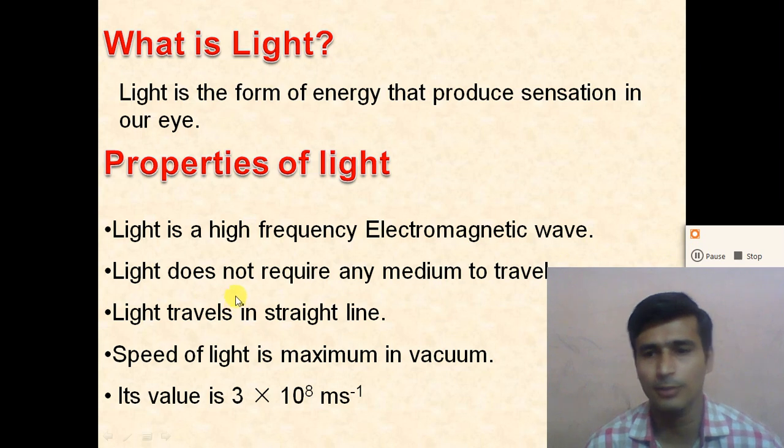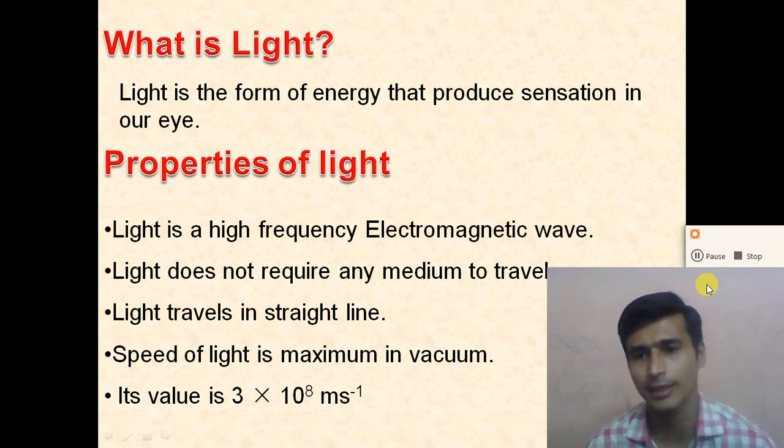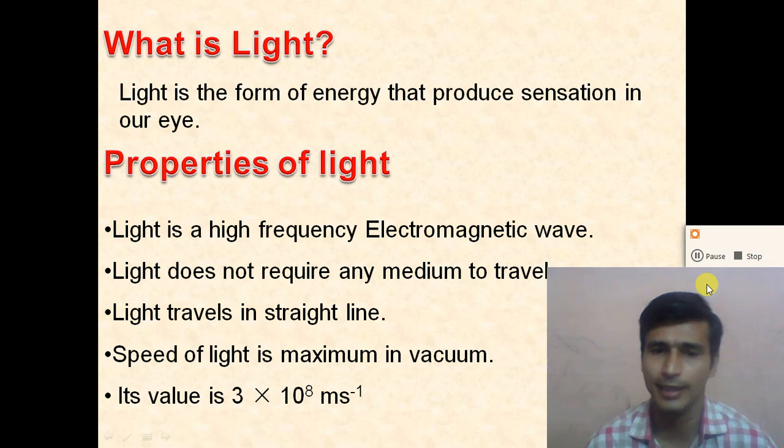Next important property regarding light is that light does not require any medium to travel. Light can travel in all media. It can travel in water, in glass, in any medium. It does not require any medium.